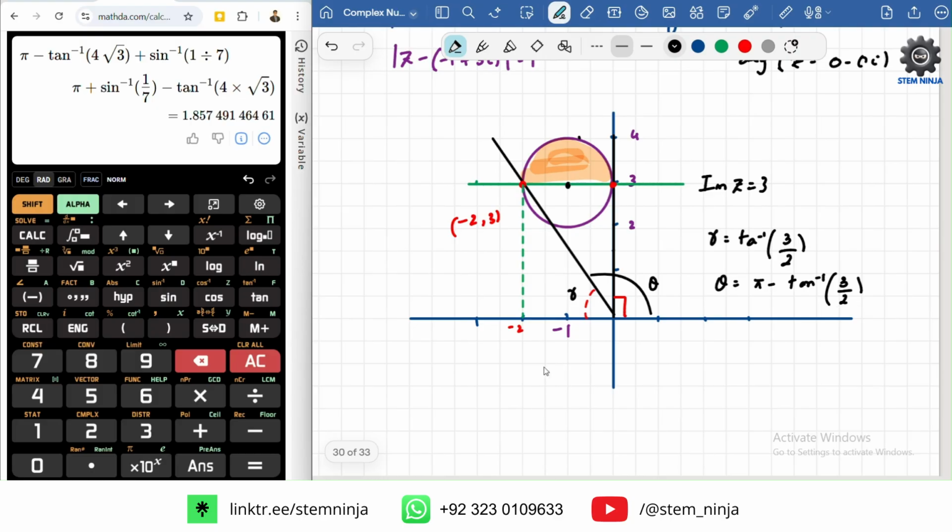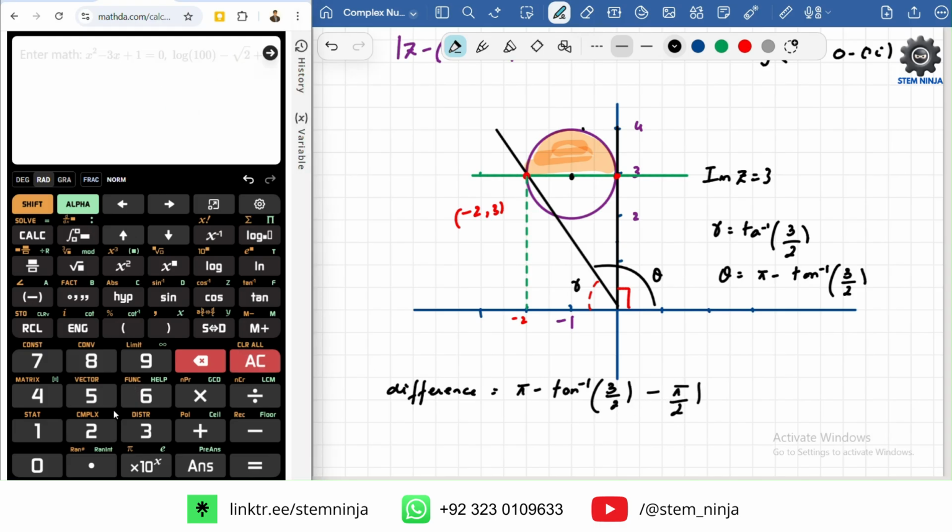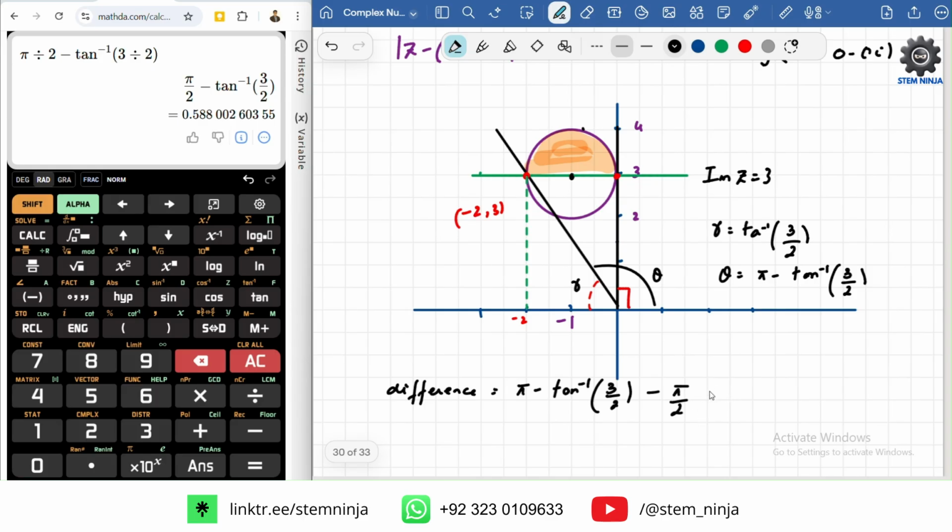Okay, so the difference between the greatest and smallest would be pi minus tan inverse of 3 by 2 minus pi by 2. So basically pi by 2 minus that. So pi divided by 2 minus tan inverse of 3 divided by 2. You are getting 0.588 radians.